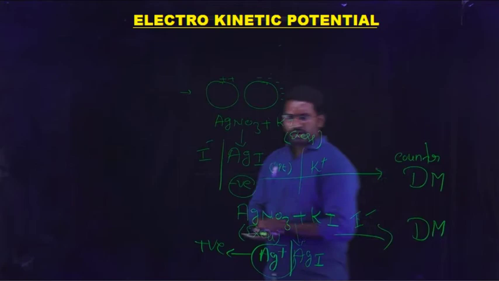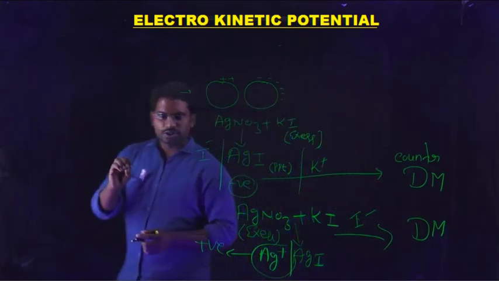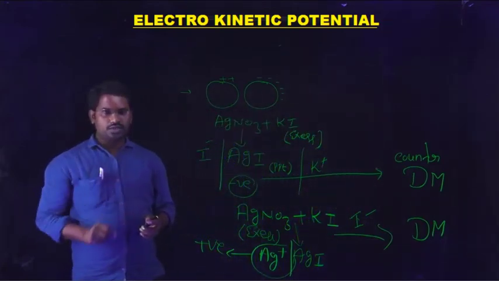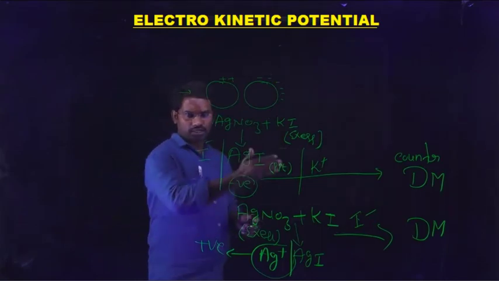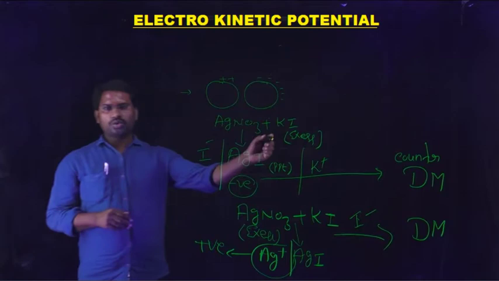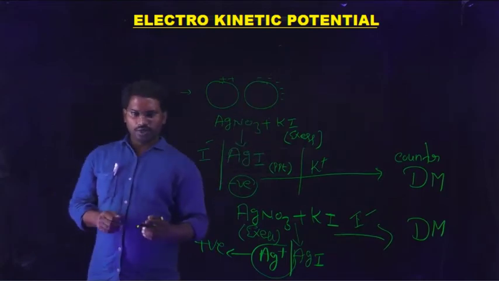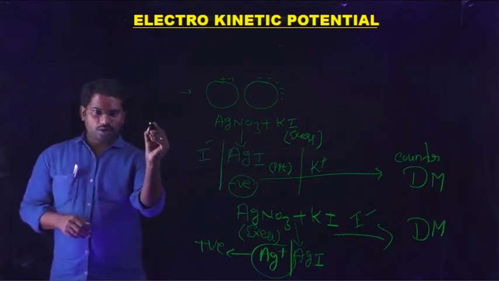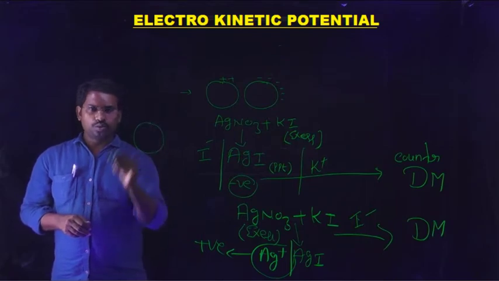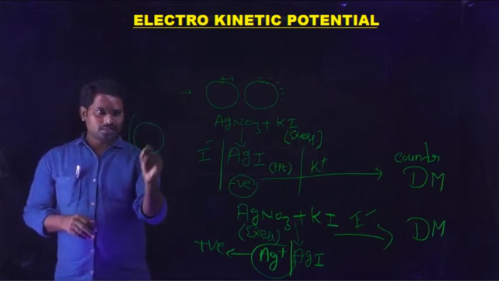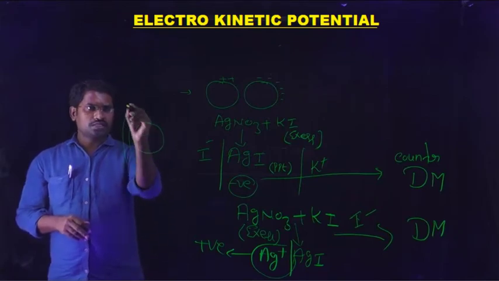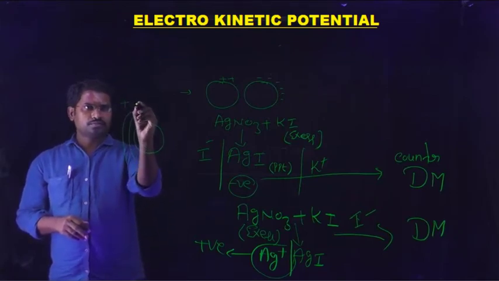Therefore, finally the charged species which are present on the surface of the colloids are ready to attract the oppositely charged particles, the counter ions, from the dispersion medium. Therefore, for a given colloidal particle, the two opposite charges are separated as two separate layers. One is the positive layer and another is the negative layer.